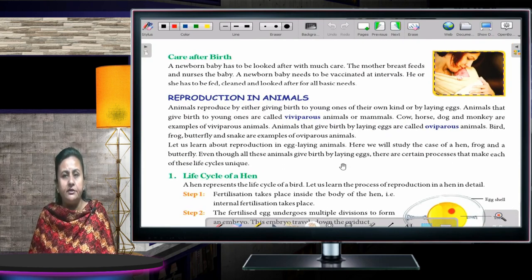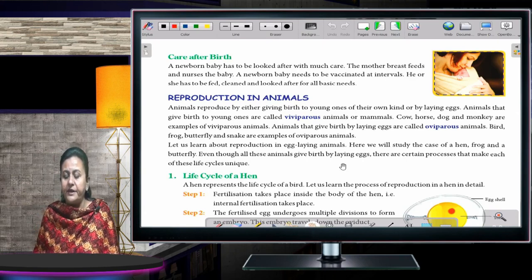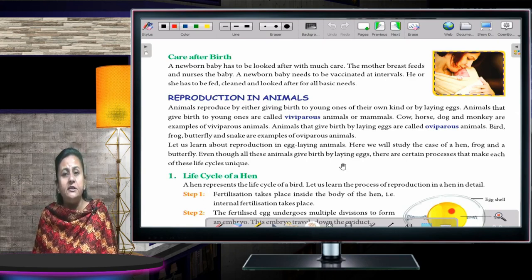Care after birth. The baby is born. Now the baby is so small. When the baby is born, it is called an infant. He or she cannot have anything on its own. So what does it feed on? He or she feeds on mother's milk. The mother breastfeeds the baby, and that is very important. All the nutrients which are required by the baby are obtained from the mother's milk.